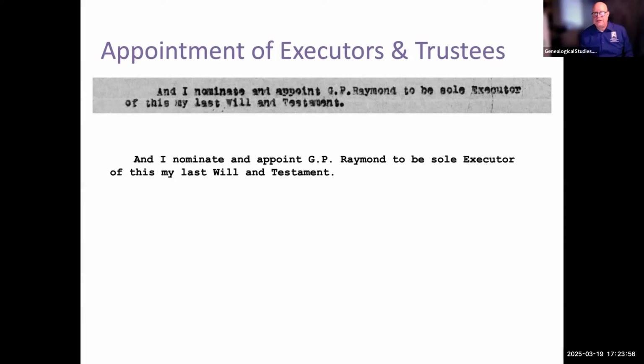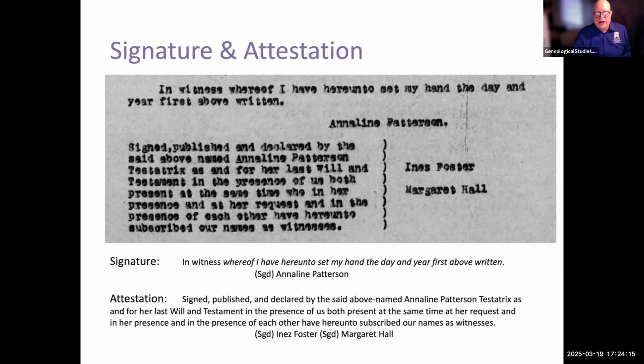J.P. Raymond is named. I don't know if that's male or female, but it's just J.P. Raymond. Actually, no, he would be a he because he's described as an executor and not an executrix. J.P. Raymond is the executor. So now we come to the signature and attestation.